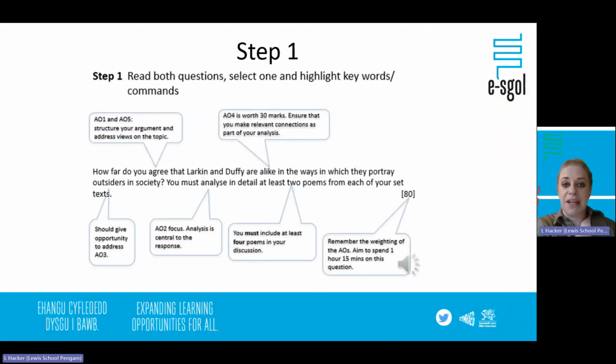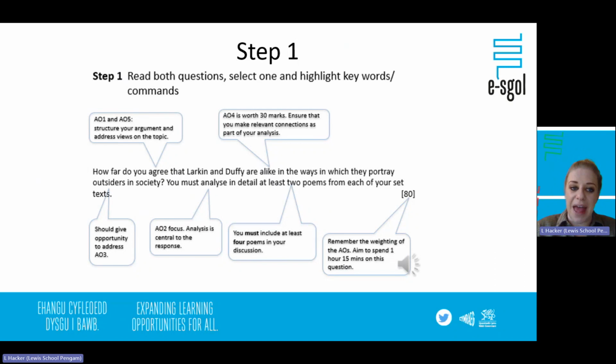So let's have a look at step 1 then in more detail with an example. Step 1 then is to read both questions, select one and highlight keywords and commands. And this is an example of a question. It doesn't matter if you haven't studied Philip Larkin and Carol Ann Duffy as your collections, because the questions will always be worded in a similar way no matter what collections you've studied. So this question then is, how far do you agree that Larkin and Duffy are alike in the ways in which they portray outsiders in society? You must analyse in detail at least 2 poems from each of your set texts.